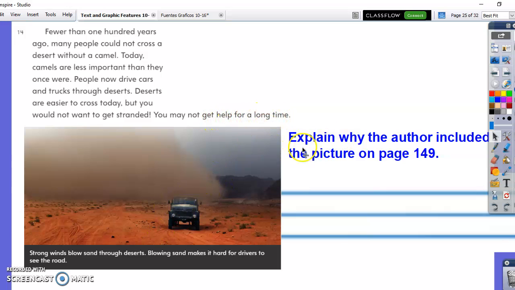And then again, the student is being asked to explain why the author included the picture. The picture is showing what the text is talking about, which down here at the end, how people are using cars more than camels. But then it also says strong winds blow sand through deserts. Blowing sand makes it hard for drivers to see the road. So the answer would be, the author includes the picture to show how strong winds blow sand through deserts, making it hard for drivers to see the road.